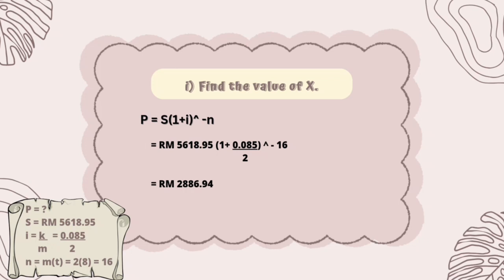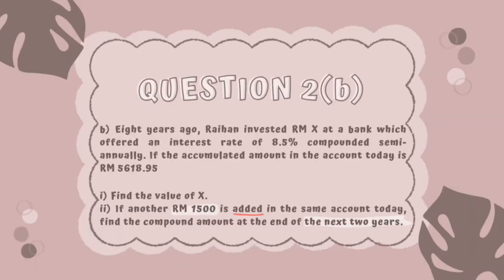So, P equal to 5,618.95 ringgit, open bracket, 1 plus 0.085 divided by 2, close bracket, powered by negative 16. So, at the end, P we will get 2,886.94 ringgit. Number 2, another 1,500 is added in the same account. So, we need to find the compound amount at the end of the next 2 years.